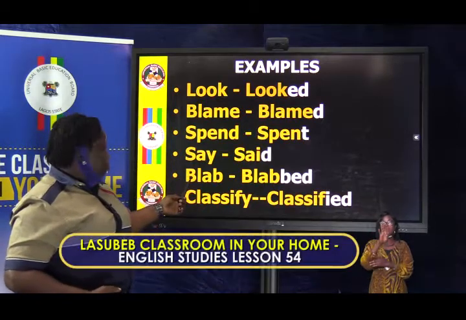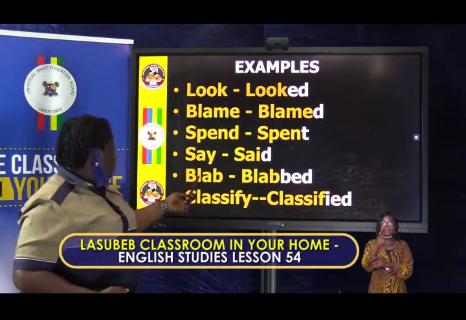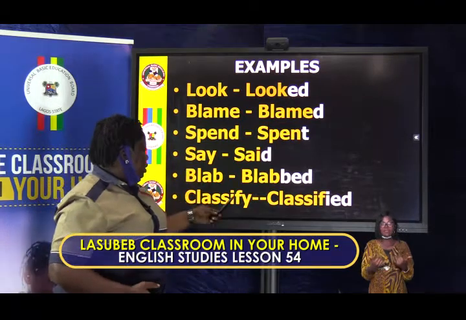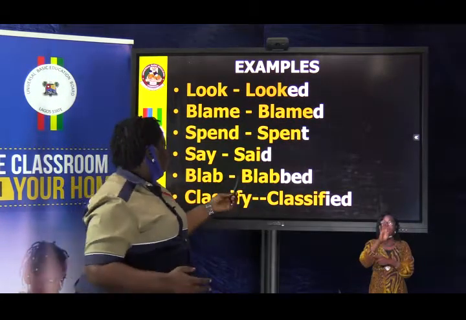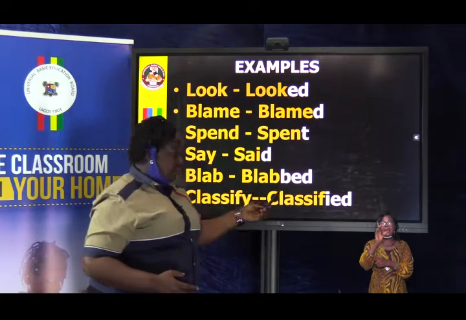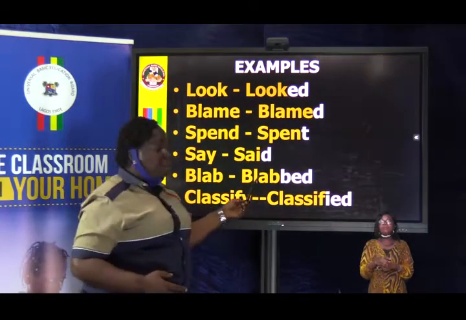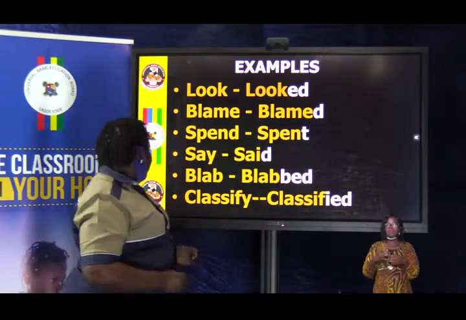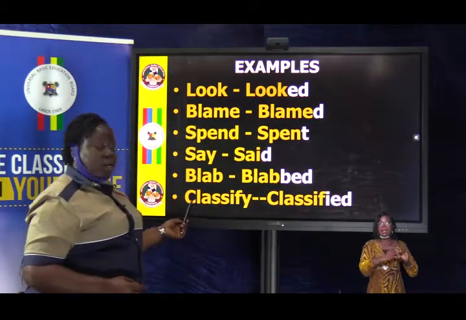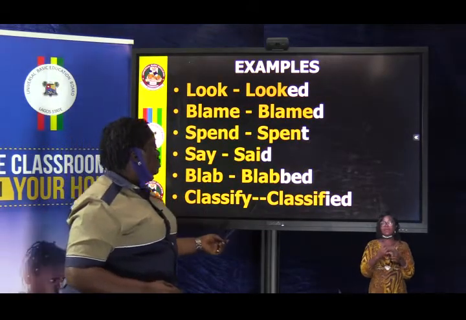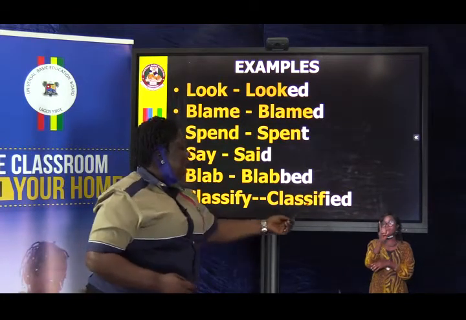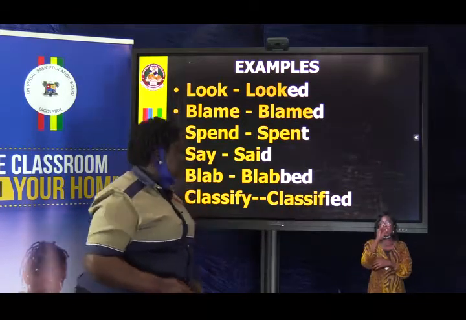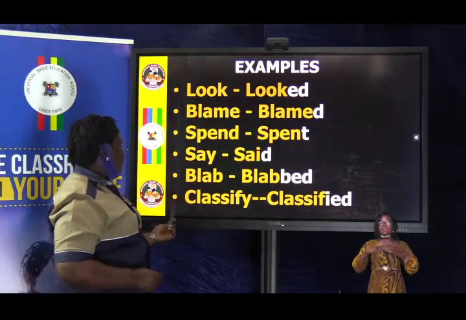This is blab, B-L-A-B, blab. It adds ED and it doubles the B and it adds ED. So we have blabbed, B-L-A-B-B-E-D. Classify, classify becomes classified. The Y is eliminated and we add IED. It becomes classified.